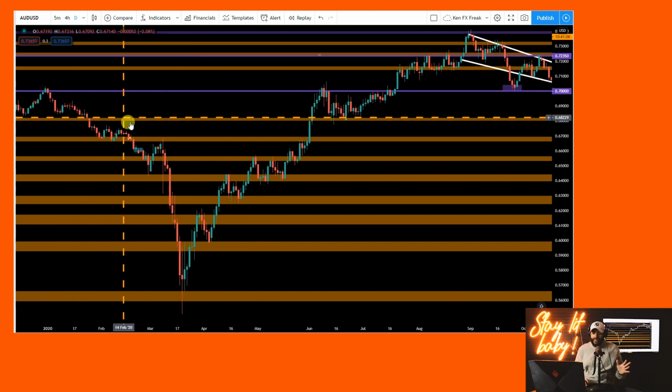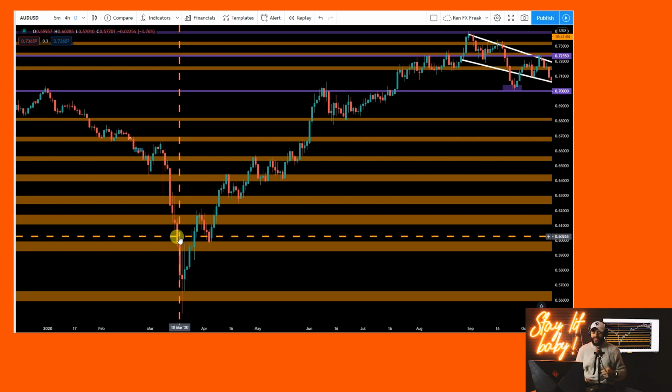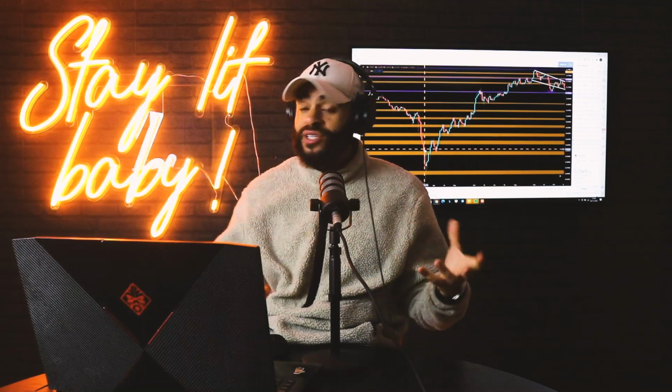Remember, we had this massive scramble for dollars. As you can see, AUD was absolutely slammed as everyone was piling into the dollar, the most liquid currency in the world, due to COVID. People wanted to seek safety, i.e. the dollar was seen as a safe haven.